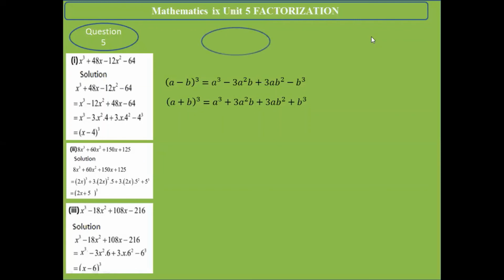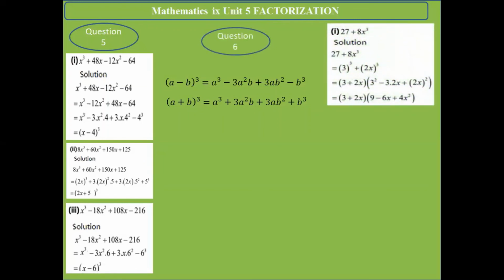Question number 6. Factorize 27 plus 8x cube. To factorize this, we have to use the formula a cube plus b cube, which can be written as (a plus b) times (a square minus ab plus b square). So you have to recognize this formula. Here we can write 27 as 3 cube, and 8x cube can be written as (2x) cube. So here a is 3 and b is 2x.